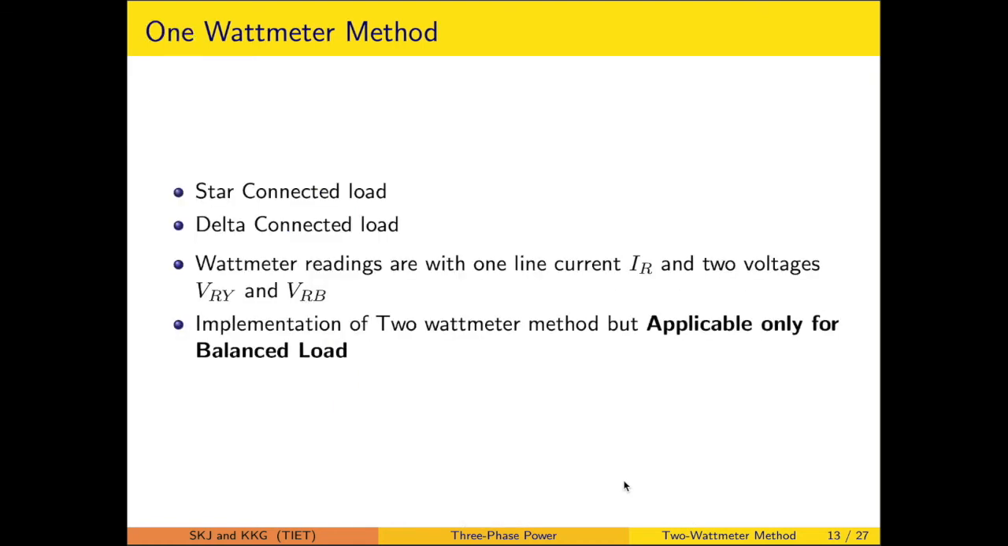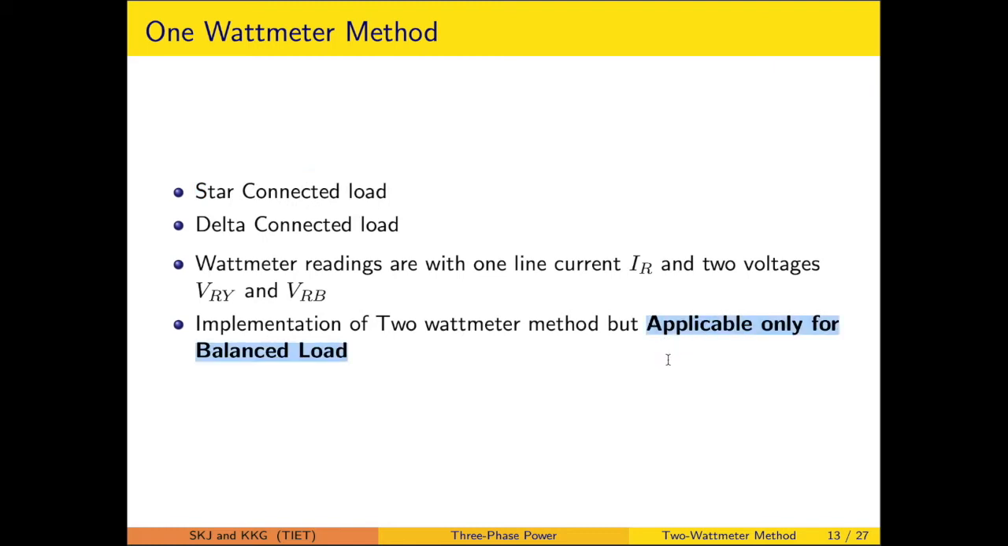Now the one wattmeter method. Previously we studied that the two wattmeter method is applicable for both balanced and unbalanced arrangements. Why are we able to do that? Because the sum of the three currents IR plus IY plus IB is equal to 0. The one wattmeter method can be extended for both star and delta connected loads with equal ease. However, there is a restriction that it can be applicable only for the balanced load.